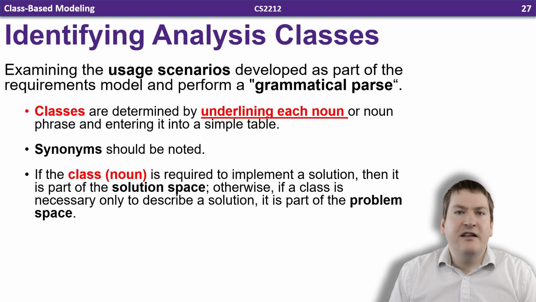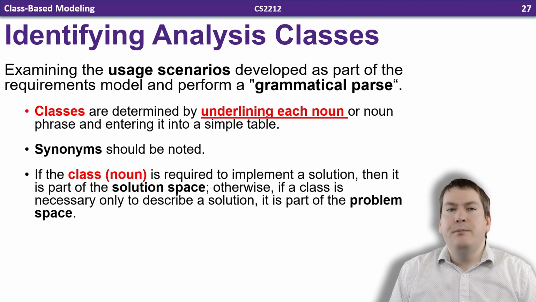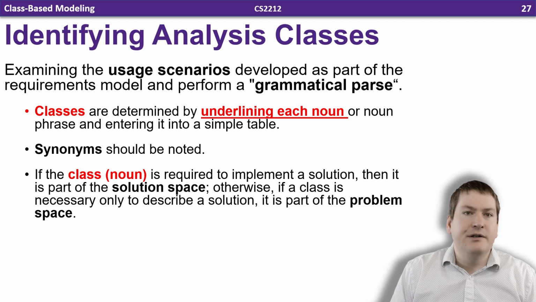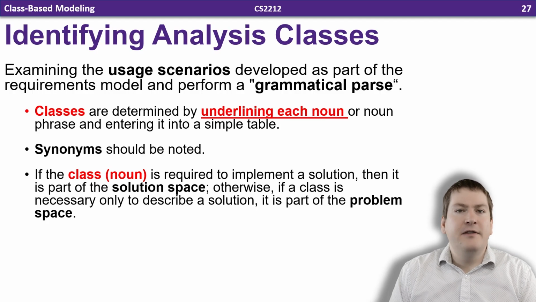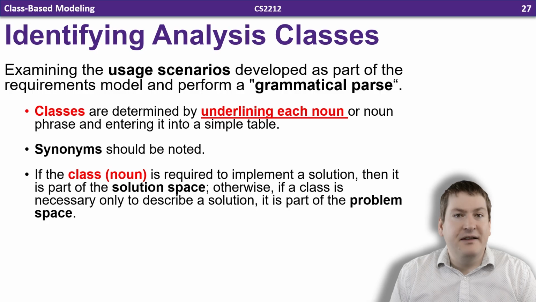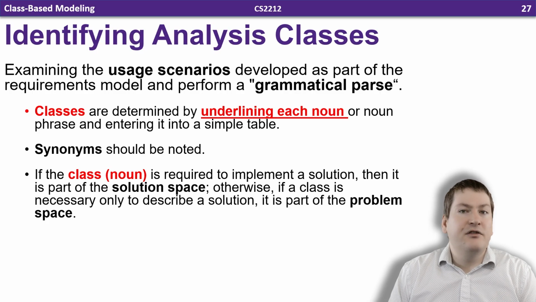The first step in class-based modeling is to identify the analysis classes. So what are analysis classes? Well, analysis classes provide a clear and abstract representation of the objects and relationships in the problem space, without being concerned with implementation or technical details. Once again, the problem space refers to the area in which our particular problem exists. It is the context or scope of the problem that needs to be solved.